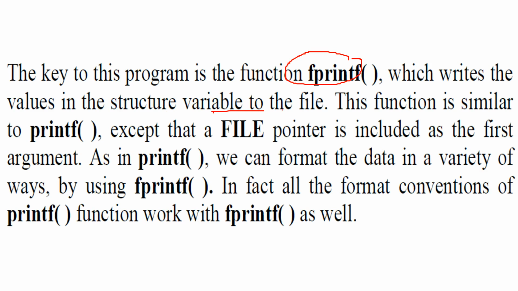So the key of this program is fprintf, which writes the values in the structure variable to the file. This is similar to printf, except the file pointer is included as the first argument. As we have seen, in fprintf the first argument is fp. As in printf, we can format the data in a variety of ways. As in printf, we can have format specifiers in fprintf also.